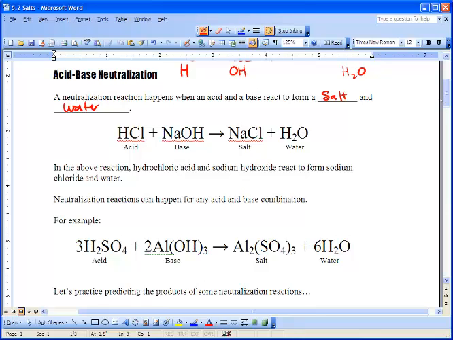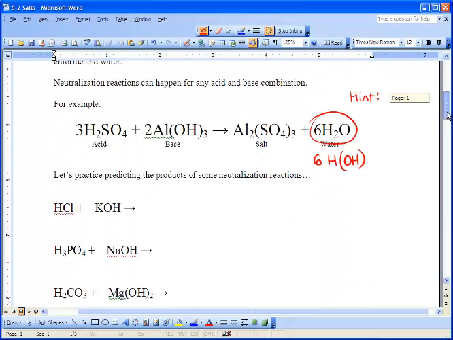Now, here's a little hint. This is really important. When we do a neutralization reaction, we're going to get water at the end. But it's very difficult to balance when we leave it in this form. What I want you to do is write it as HOH. So that's hydrogen hydroxide, 2 H's and 1 oxygen.